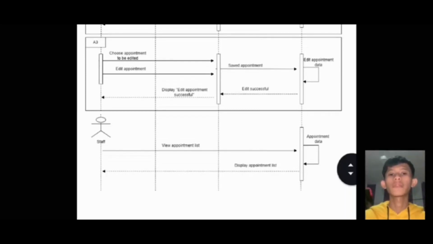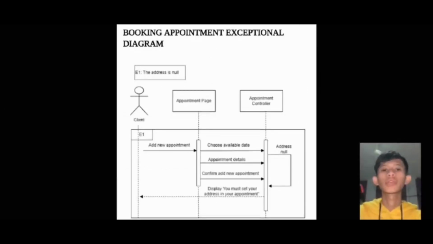As for the staff, they can view the appointment list and display the appointment list. After that, the booking appointment exception diagram. If the client wants to add a new appointment but forgets to put their address, the appointment controller will notice the address is null and display, you must set your address in your appointment.